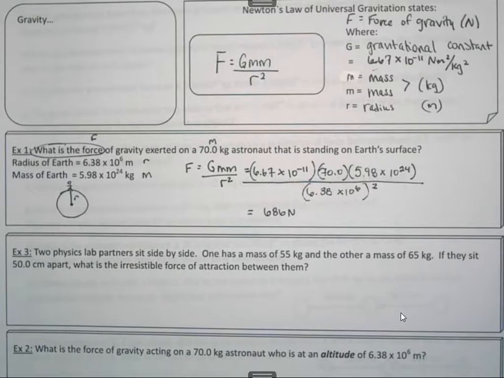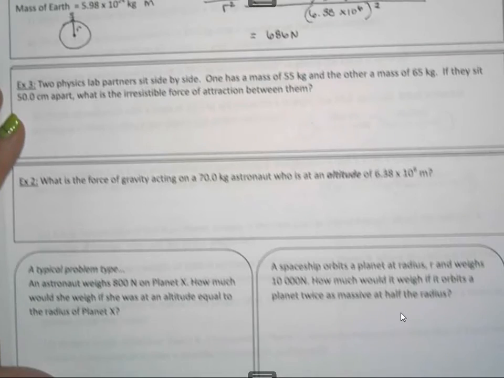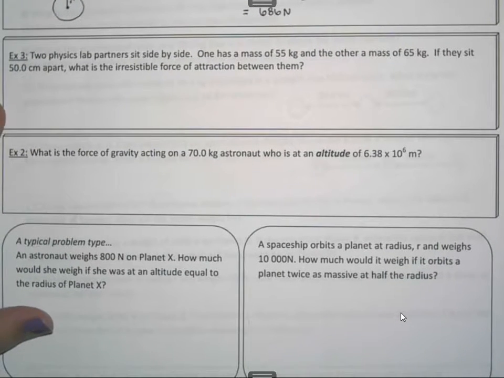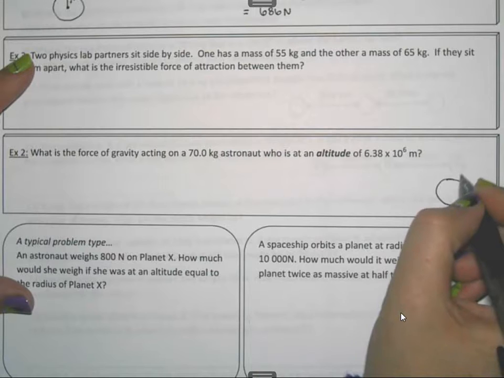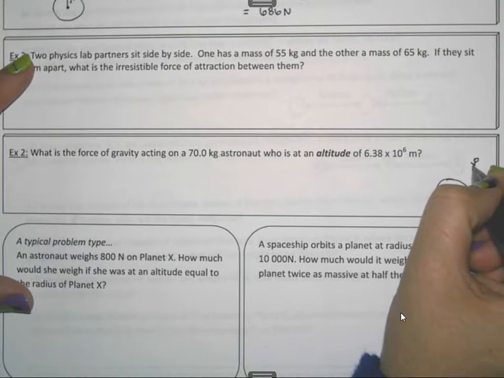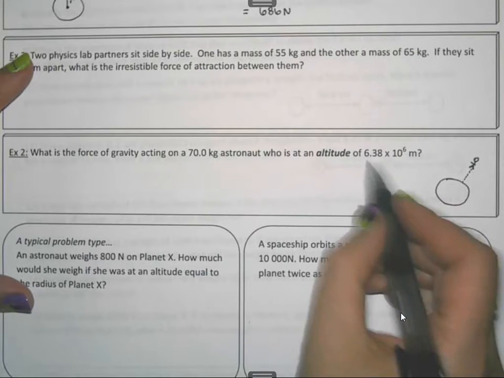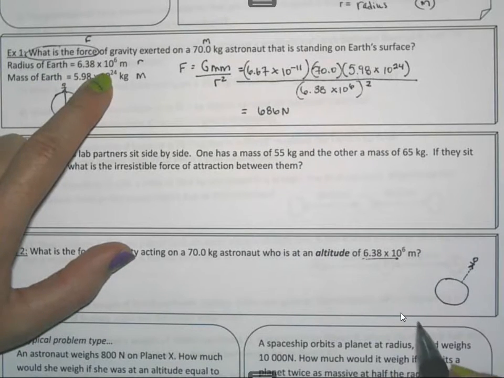Okay, I'm going to skip down here. I'm not going to work everything, and I'll work example 2. What's the force of gravity acting on a 70-kilogram astronaut who is at an altitude of 6.38 times 10 to the 6? Well, in this case, this person, instead of standing right here on the Earth, is actually up in the air. This is the same number we used up here as the radius of the Earth. If I pull this down, those numbers are identical.